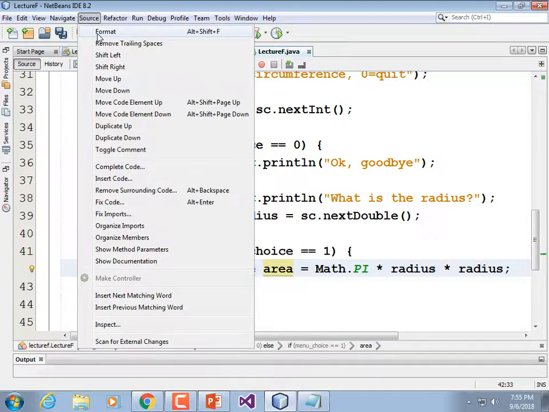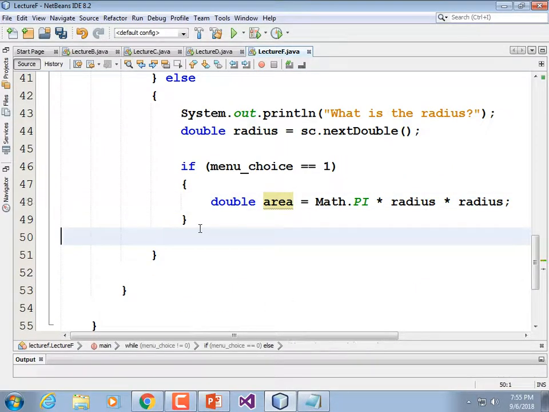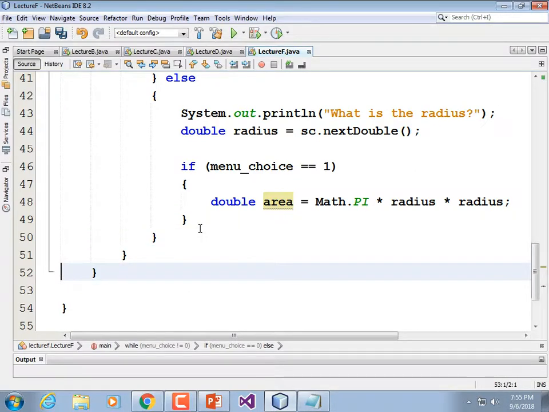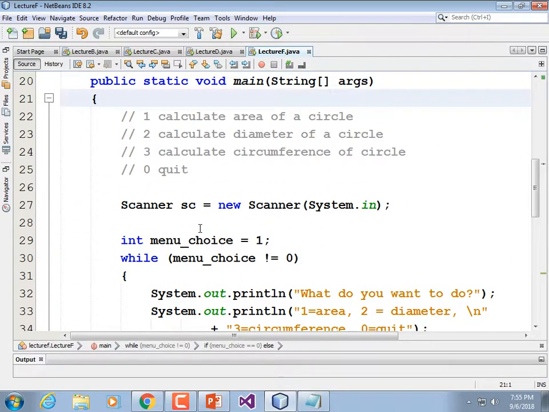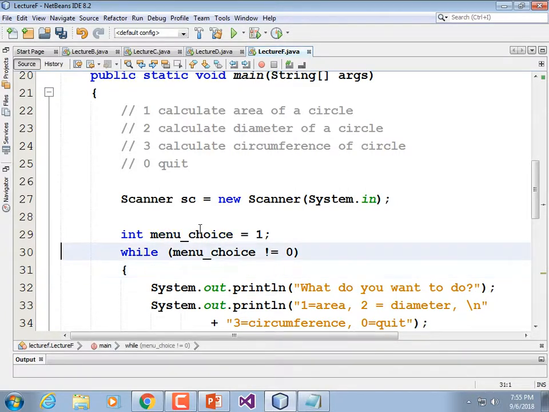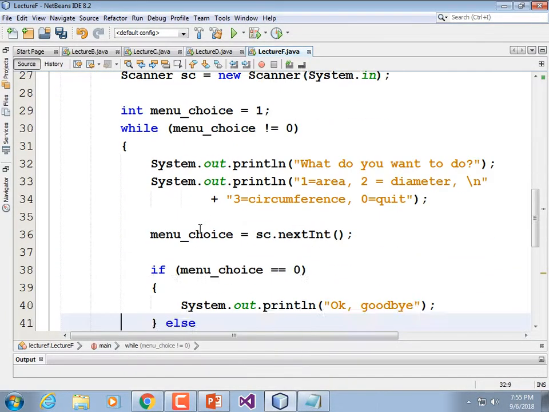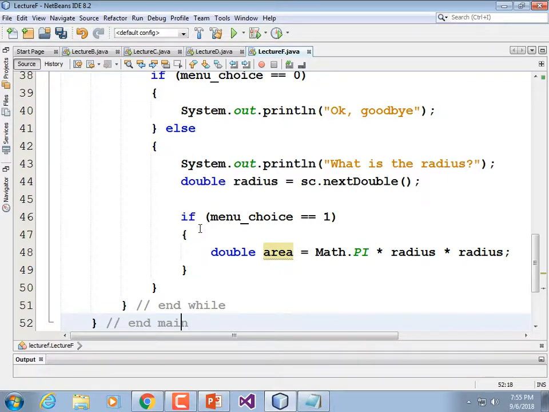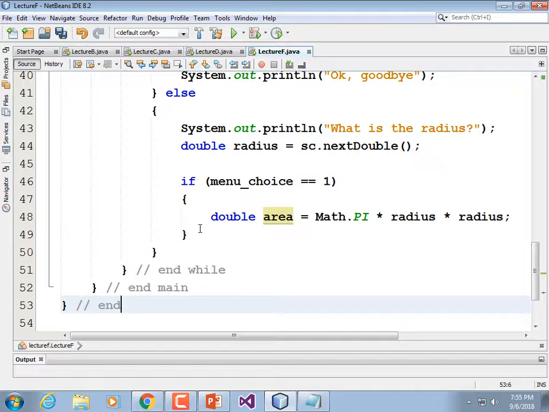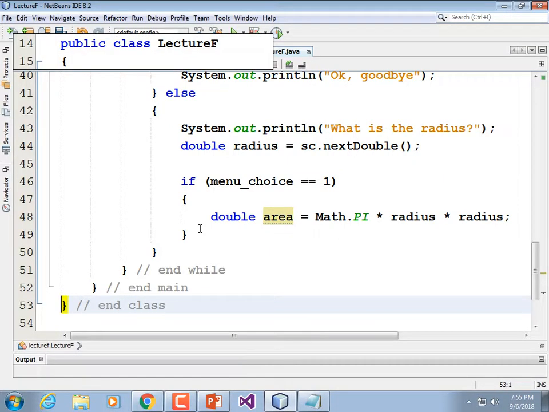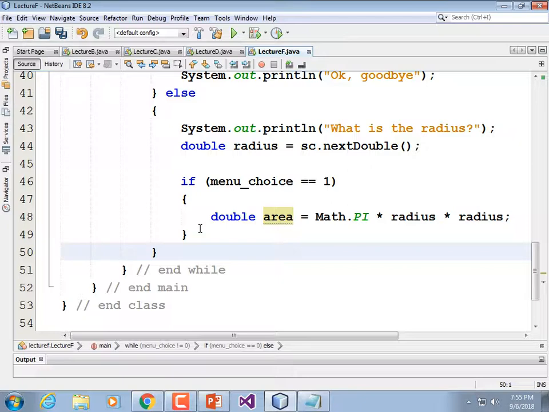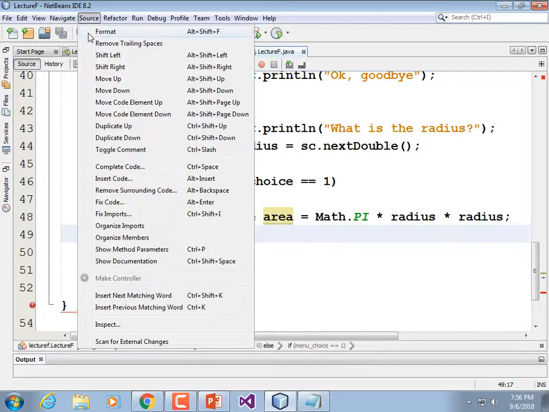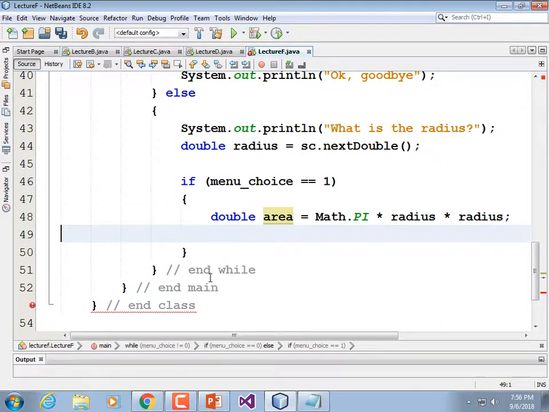But source format is the one that you'll want to use if your brace placement starts getting kinky looking, because quite often you can figure out what's going wrong, especially if you use your comments correctly, right? So like if I have a comment down here that this is the end of while, and then a comment down here that this is the end of method or end of main, and then a comment down here that this is the end of class, stuff like that, if I put helpful comments on it, then when I reformat it, suddenly it becomes clear to me what's wrong.